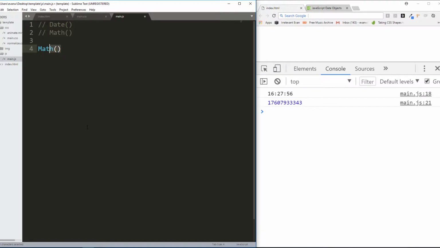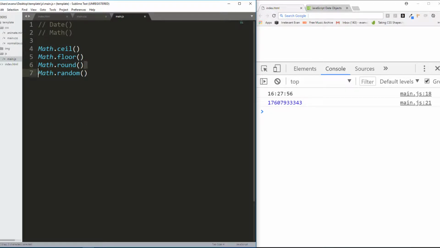We can perform a number of methods on the math object. Math is a universally recognized object in JavaScript, and we can perform on this object a number of methods like ceiling, floor, round, random. These are a couple, and these are the most important for the topic of today, and these are the ones which I'm going to teach you how to use.